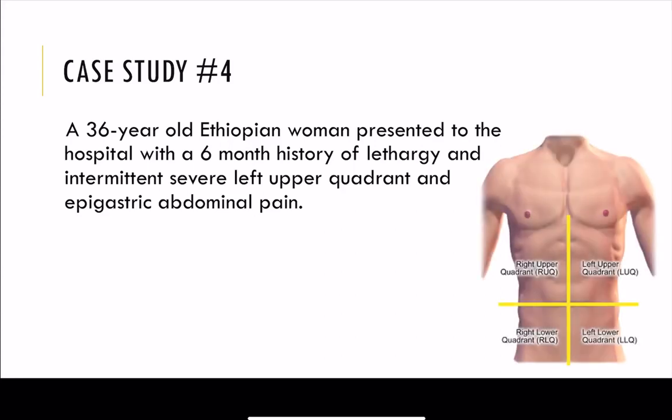The first thing I wanted to quickly hit was this description of the quadrants of the abdomen, because I know we didn't talk about this in pathophys, and I just wanted to put it on your radar, the anatomy when we're describing the different quadrants. So she has left upper quadrant pain. In the left upper quadrant, we have stomach, spleen, and part of the colon.